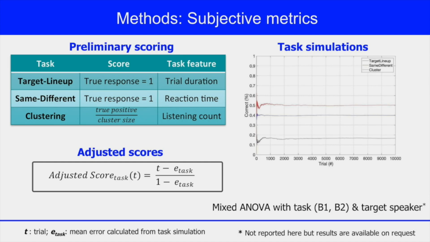Mixed ANOVA procedures were carried out on the mean adjusted score per trial, with the task type as the between-subject factor and speaker stimuli as the inter-subject factor. Where main effects were detected, post-hoc t-tests were carried out.